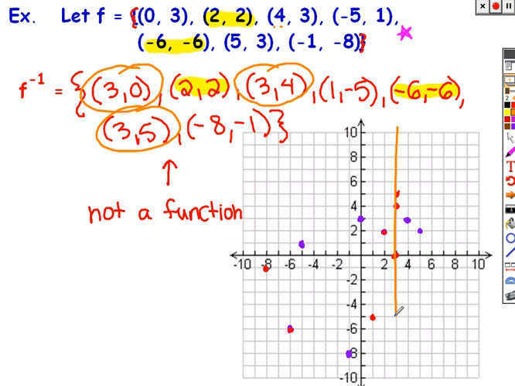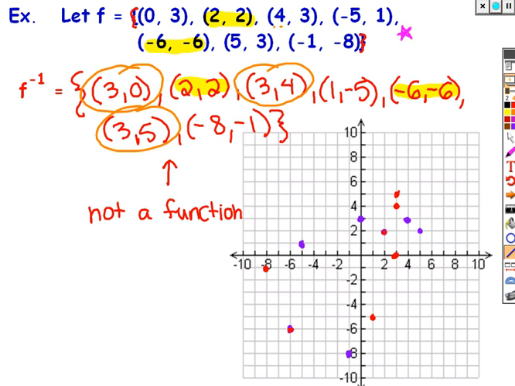Another thing to note, and a way to check if your graph is correct, is there should be some symmetry here. What I mean is, if I take the original function and I draw a specific line and I reflect all the points over that line, I should get the inverse relation. So any ideas where the line of reflection might be? The line of reflection actually should be right here going down the middle.